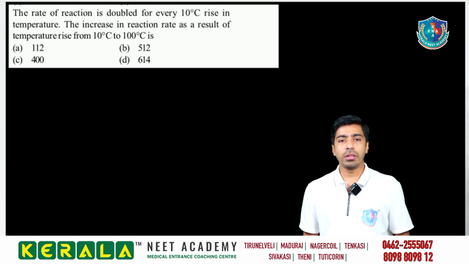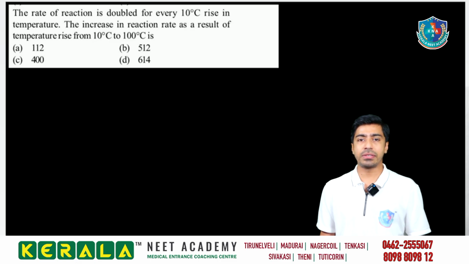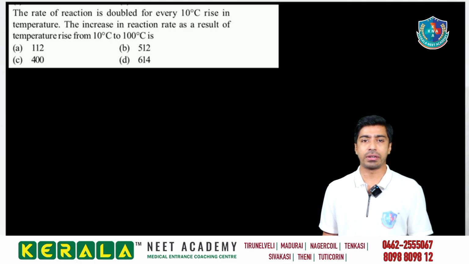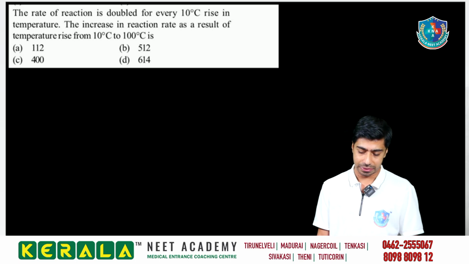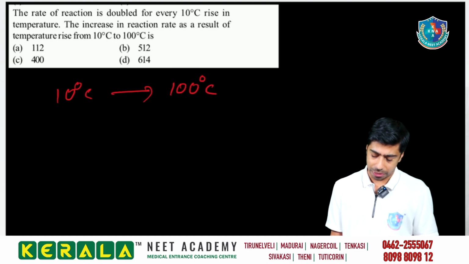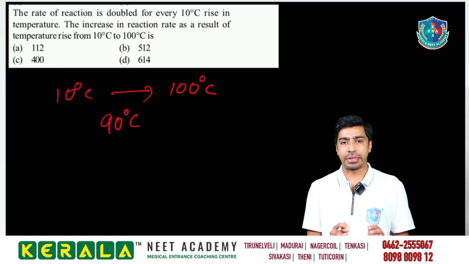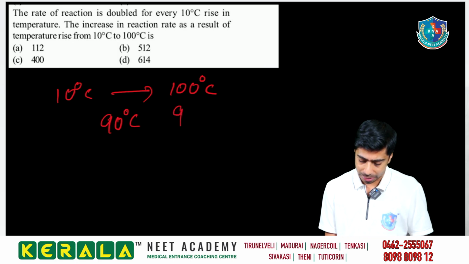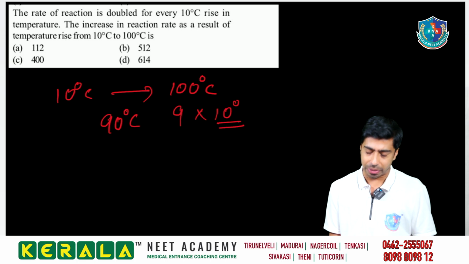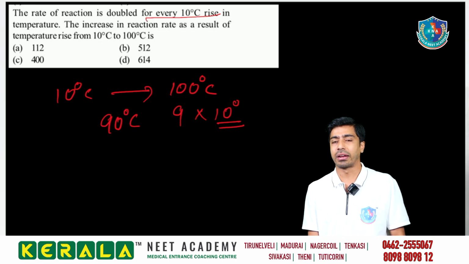Then the rate of a reaction is doubled for every 10 degree rise in temperature. Then the increase in reaction rate as a result of temperature rise from 10 degrees Celsius to 100 degrees Celsius. Listen, in this question, the temperature is raised from 10 degrees Celsius to 100 degrees Celsius. That means 90 degrees Celsius is the increase in temperature. That means the temperature is increased 9 times 10 degrees Celsius. And in the beginning it is mentioned that the rate of the reaction will be doubled for every 10 degree rise in temperature.